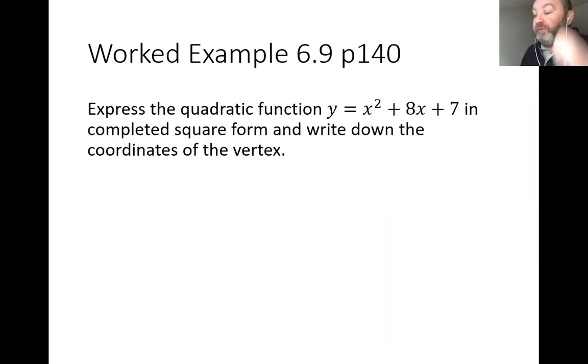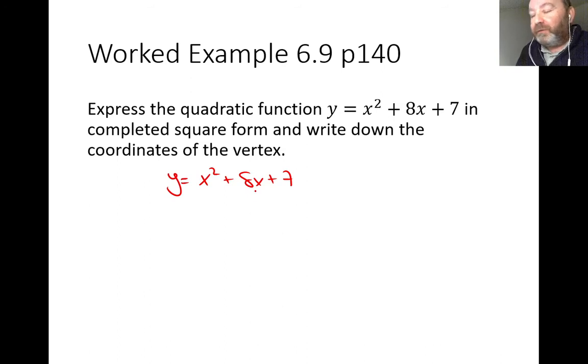So let's go to page 140, example 6.9, and see what it says here. Express the quadratic function y equals x squared plus 8x plus 7 in the completed square form and write down the coordinates of the vertex. Now, y equals x squared plus 8x plus 7. Here's what we do know.